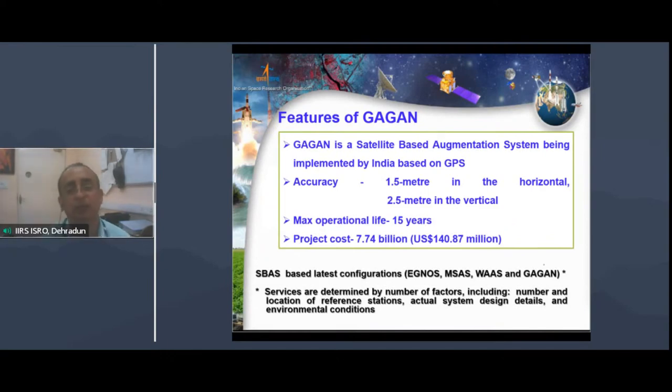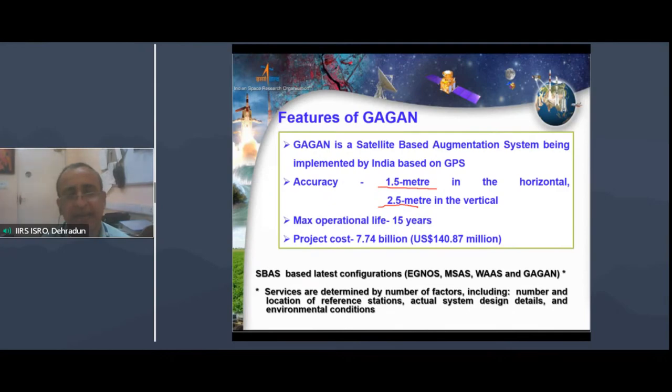Features of Gagan, if you see specifically: Gagan is a satellite-based augmentation system implemented by India based on GPS data. And once we invoke or activate Gagan in my GPS receiver, we can achieve the best horizontal XY accuracy of around 1.5 meters, and in vertical it is 2.5 meters, because height is less accurate. But still we can see the improvement in XY of best 1.5 meters and in Z 2.5 meters.